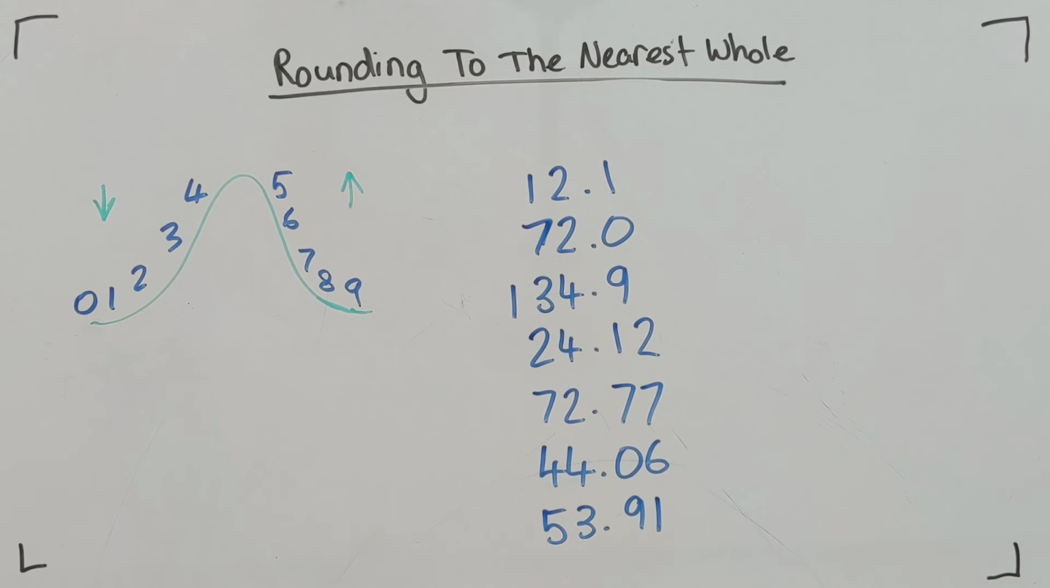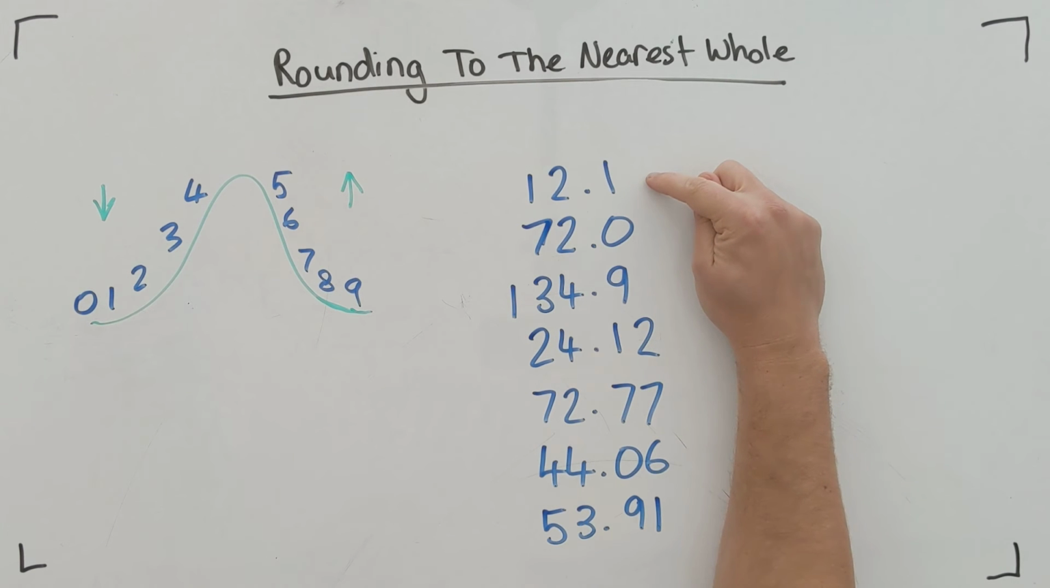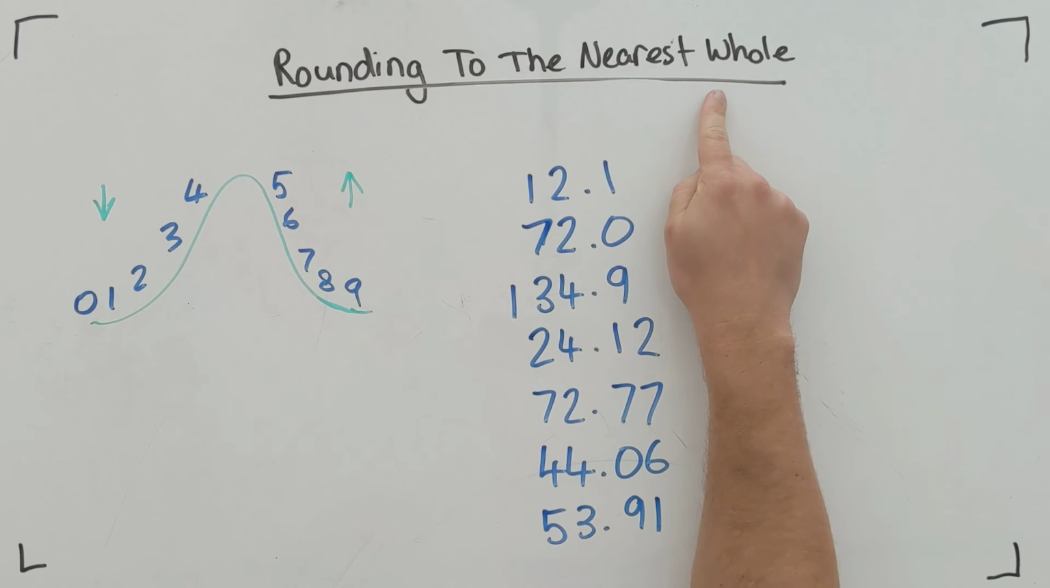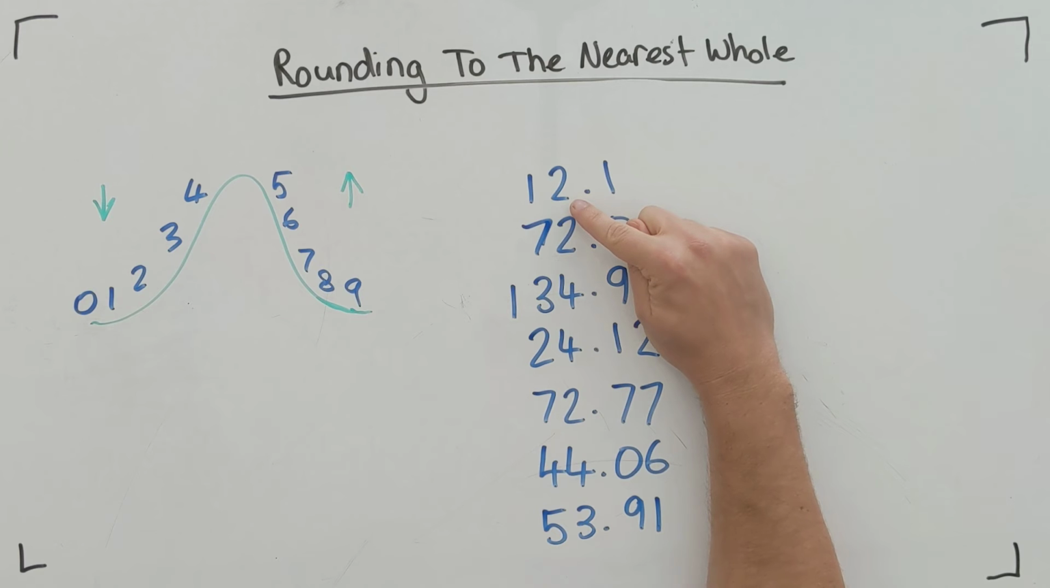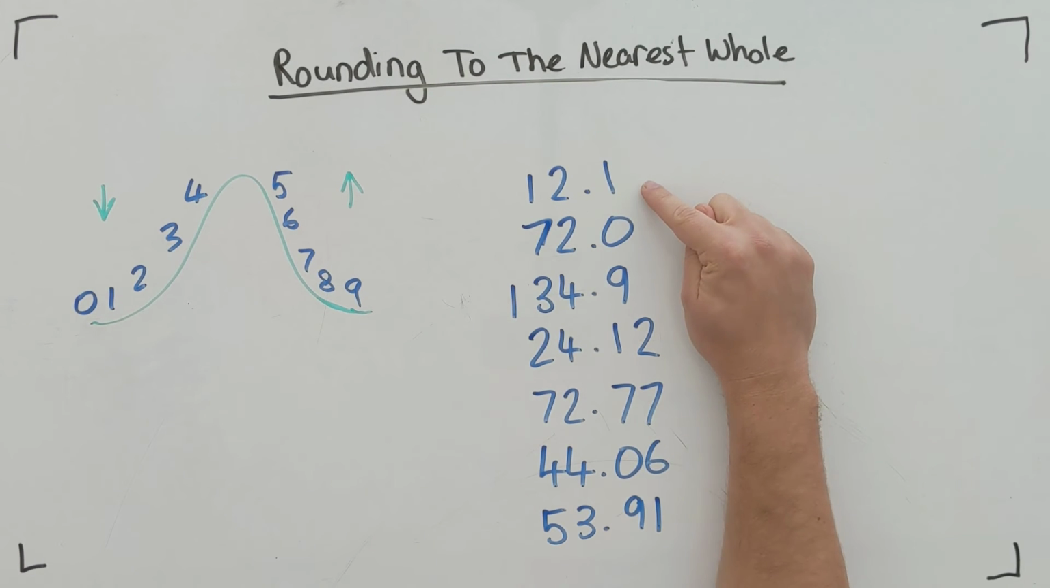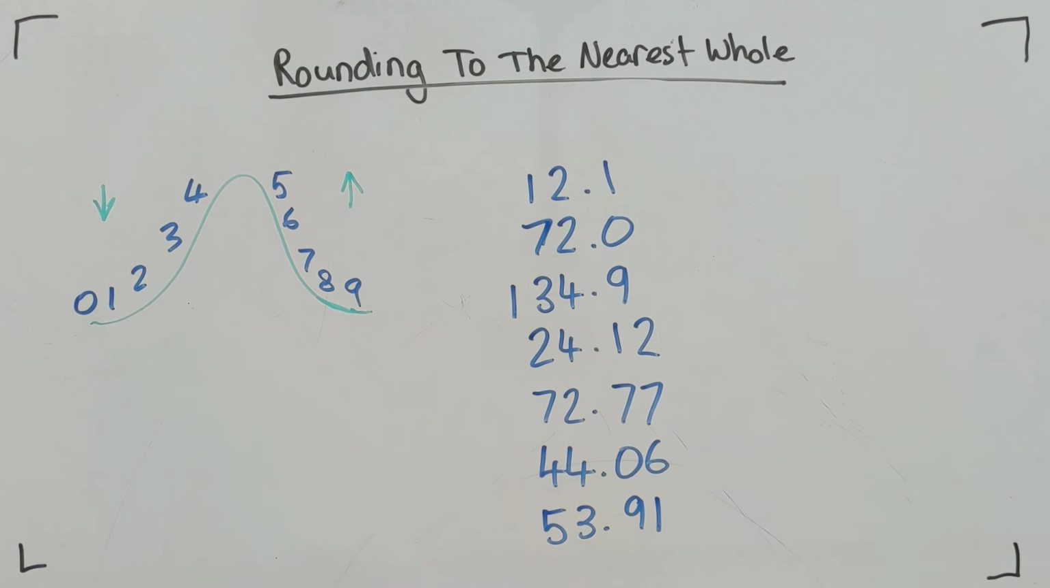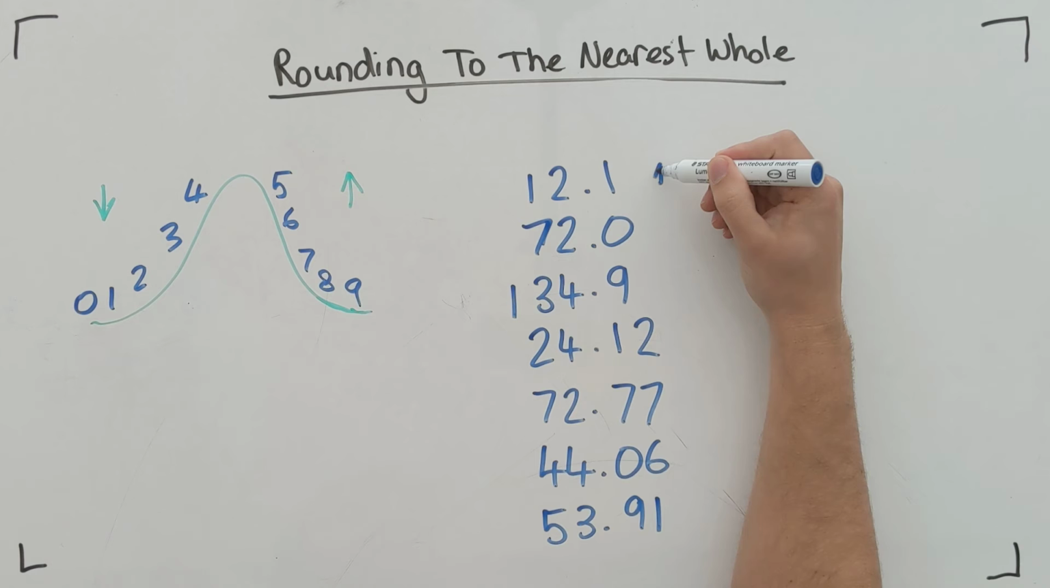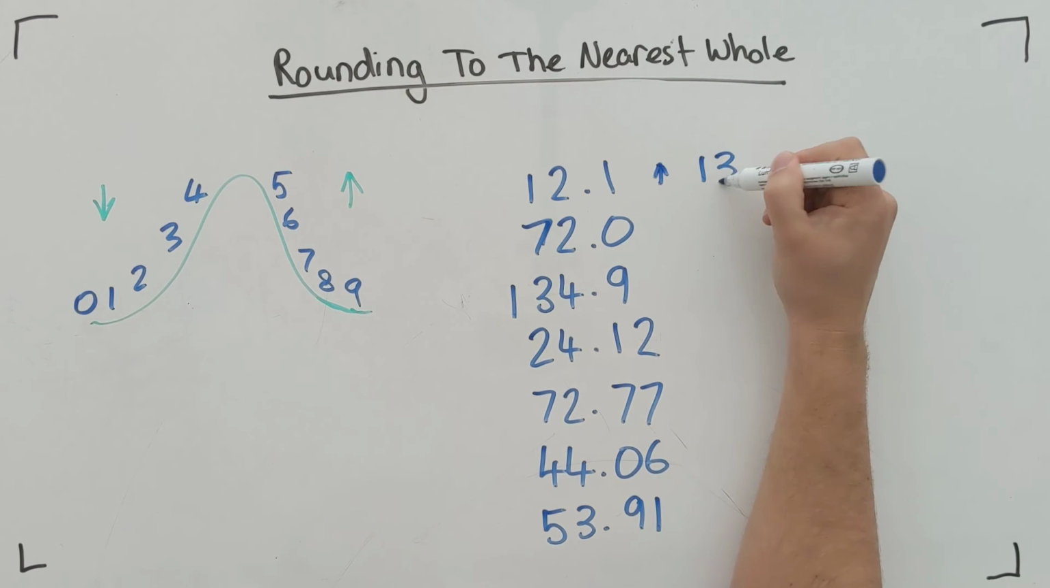All right, did you have a go? 12.1, we're rounding to the nearest whole. So we would either be going down to just 12 or up to 13. 1 in the tenths column is on the left-hand side of the hill, so we know that this is going up to 13.